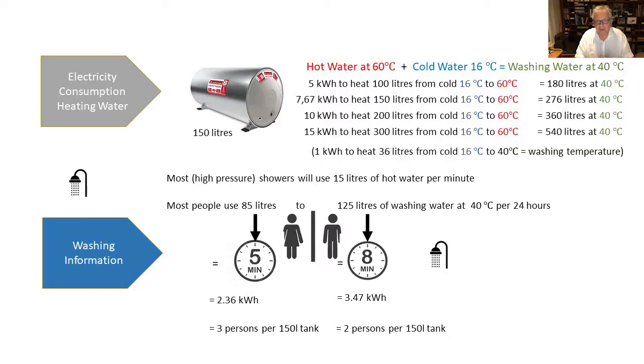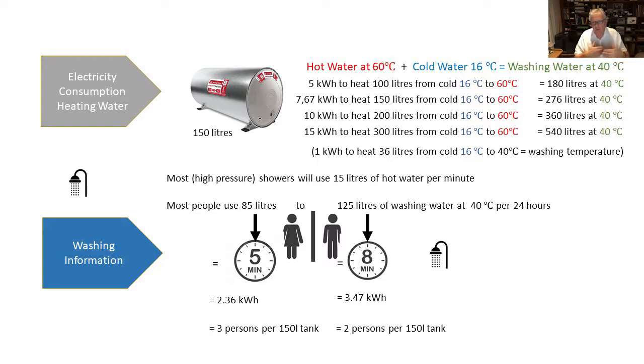So one of the places we have to start is that you have to have a basic understanding of how much electricity is used in heating water. And at its simplest, 5 kilowatt hours will heat 100 litres of geyser water from cold at 16 to hot at 60. And what that means when it is mixed with cold water from the tap and is put through your shower is that 5 kilowatts will give you around 180 litres at 40 degrees Celsius.